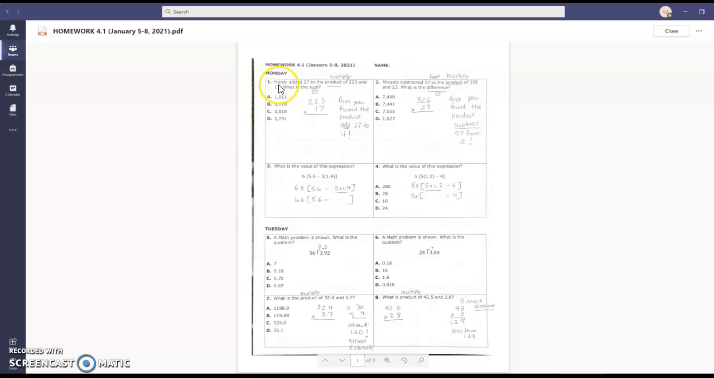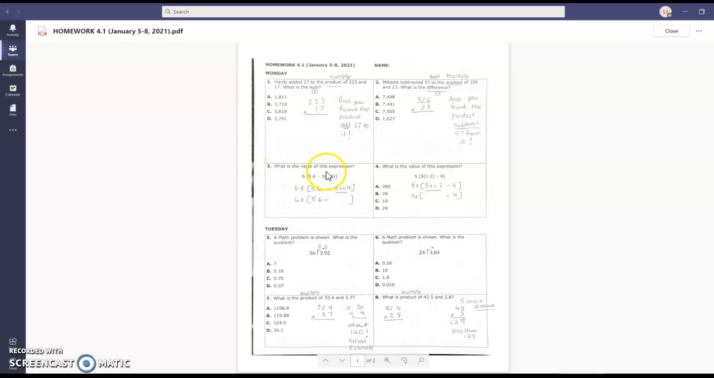Like for example, number 1, Hardy added 27 to the product of 223 and 17. What is the sum? And product means to multiply. And it says that he added this to the product of that. So you need to multiply 223 and 17 first. Then once you found the product, then you add 27. Number 2 is similar. It's just you need to subtract it from the product, and difference means to subtract.